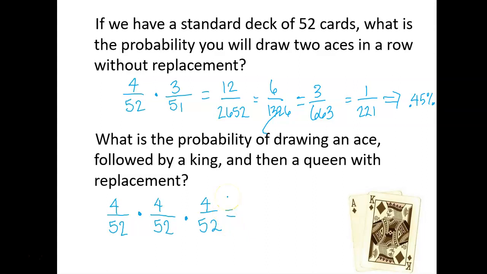So 4 times 4 times 4 is equal to 64. 52 times 52 times 52 is equal to 140,608. So go ahead and reduce this. I'm just going to keep dividing, let's see, 32. I'm just going to hurry and reduce this.